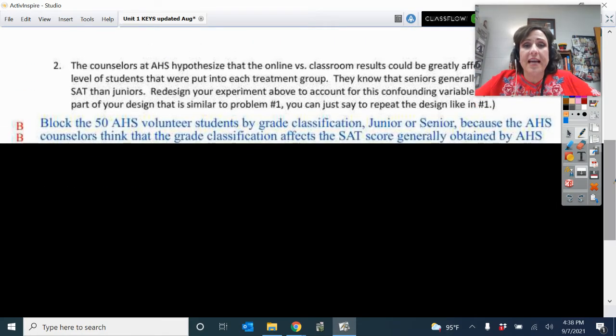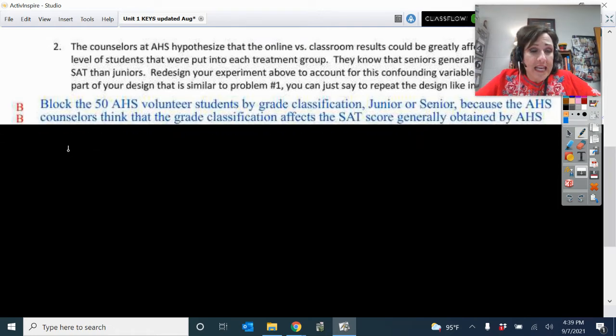So then here, the counselors are afraid that students being a senior versus a junior is going to confound the problem. What happens if you ended up with a lot of seniors in one of those groups? Then, is it because it's a classroom SAT prep, or is it because they were mostly seniors? So we want to control that with blocking.